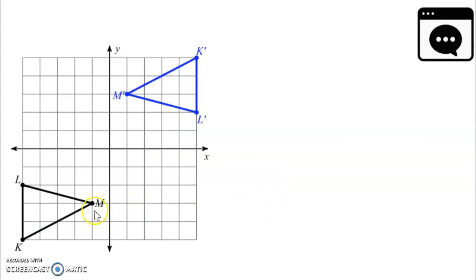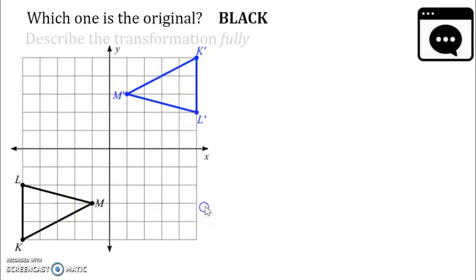Okay, what about this? What is the transformation that you see? Well, first of all, which one is the original? Looking at this, is it the black one or is it the blue one? The one with the prime notation is after the transformation. That means the black one is the original.